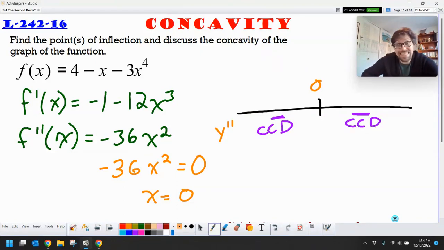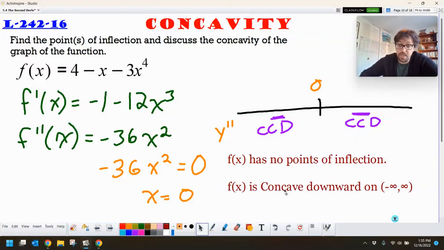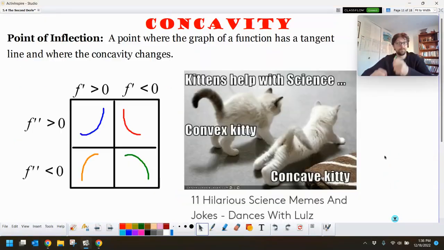So 0 is not a point of inflection. We know that it has no points of inflection because we checked everywhere and it was constantly concave down, so it never shifted from down to up or up to down. So then we would also say, hey, f of x is concave down on the entire interval, negative infinity to infinity, all real numbers, whatever you like. It's always concave down. And you can use that as a justification about why f of x has no points of inflection. It needs to shift from positive to negative in order to be a point of inflection.